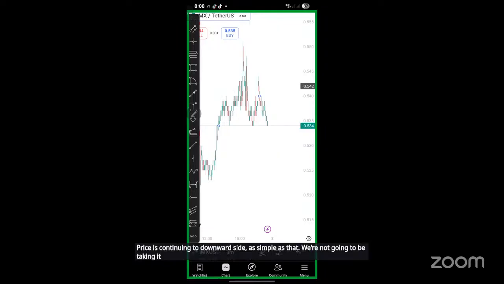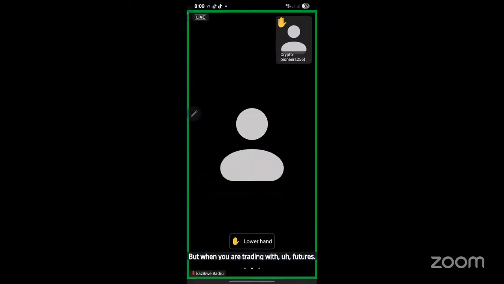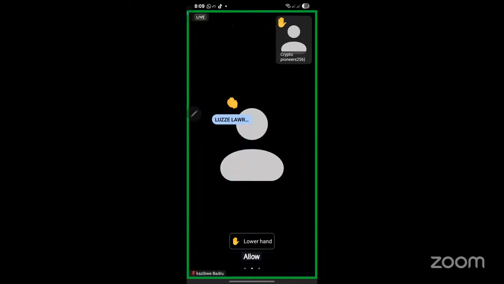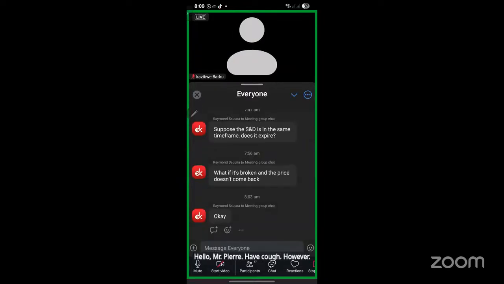So the analysis will apply in the upper time frame and the lower time frame. But when you are trading futures, it is good to understand SMC, and we are going to put much emphasis on SMC when time comes. Allow me to stop here. I have a cough. However, I don't want to leave the class unattended too.